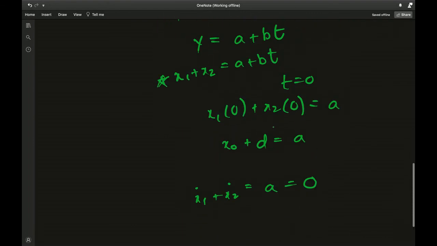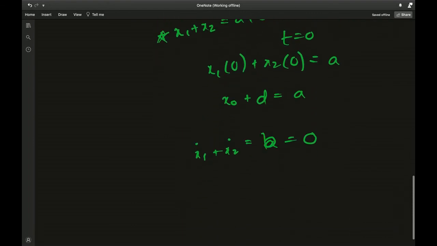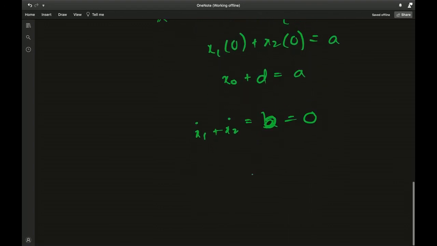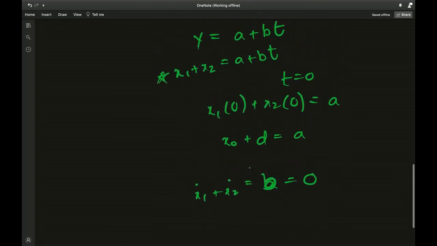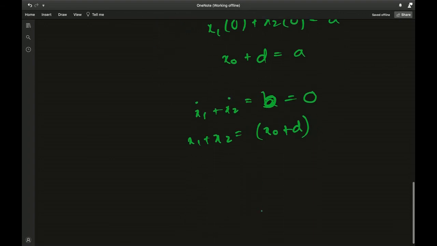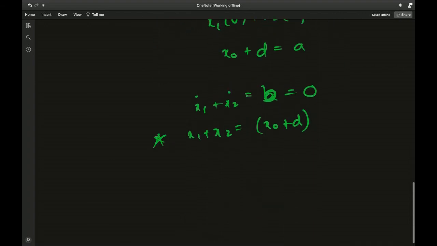Oh, I'm sorry. When we differentiate, we get a b. Yeah, and b is 0. Okay, so by this we know that x1 plus x2, we can substitute back into this equation, is x naught plus d. Fine, good information. Good to know. Now what do we do?